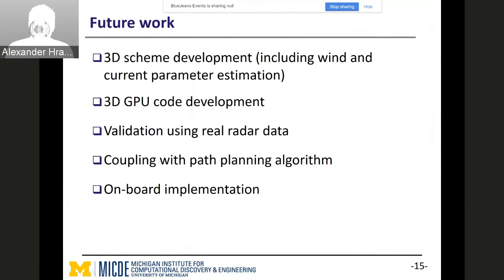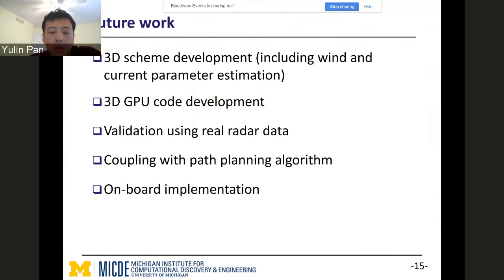So, that's all. There is still some room for improvement for the GPU performance in terms of speed, but we consider that the 2D code and the algorithm are pretty much done. For the future work, we will work on the 3D scheme development that includes wind and current parameter estimation, as well as the 3D GPU code development. And after that, we will validate our method using the real data that is provided by a previous ONR project led by our department. And we also plan to couple with a task planning algorithm, which is also under development, and finally onboard implementation.